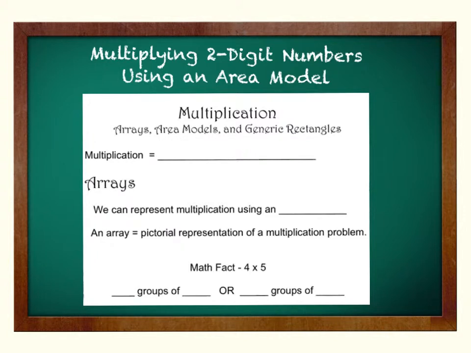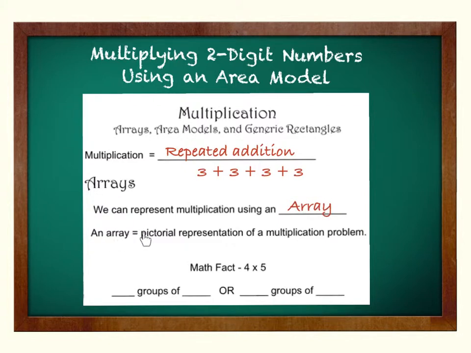Now let's begin. One thing that is important to remember is that multiplication is simply repeated addition. For example, if we were to look at the math fact 3 times 4, all we're saying is that we are taking 3 and we are adding it together 4 times. So it's representing repeated addition. We're going to use another method to represent multiplication. We're going to use something called an array.